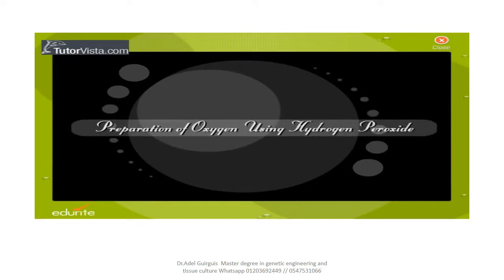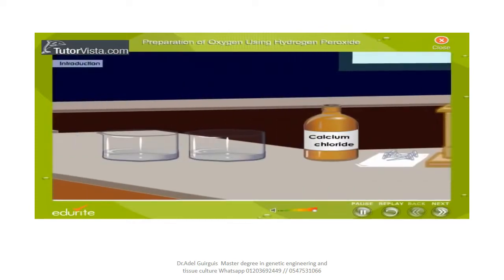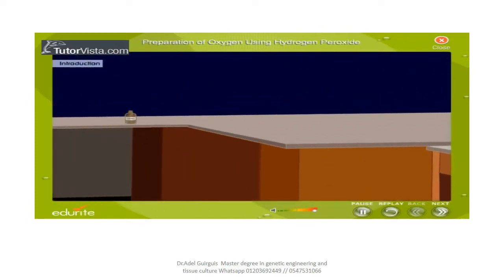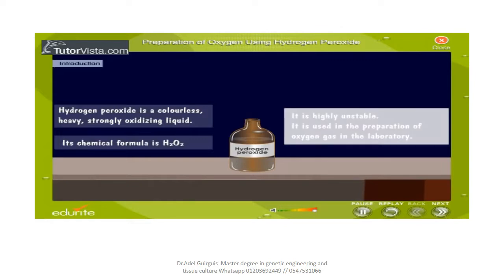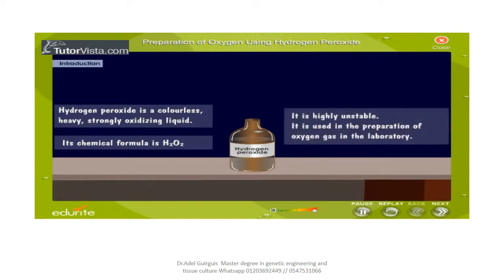Preparation of oxygen using hydrogen peroxide. Hydrogen peroxide is a colorless, heavy, strongly oxidizing liquid. Its chemical formula is H2O2. It is highly unstable. It is used in the preparation of oxygen gas in the laboratory.